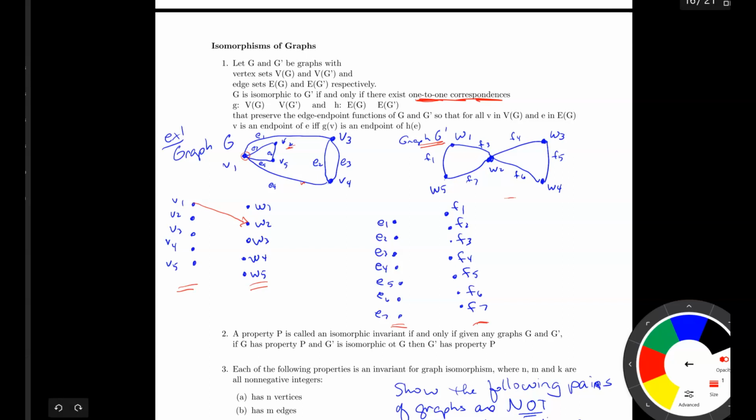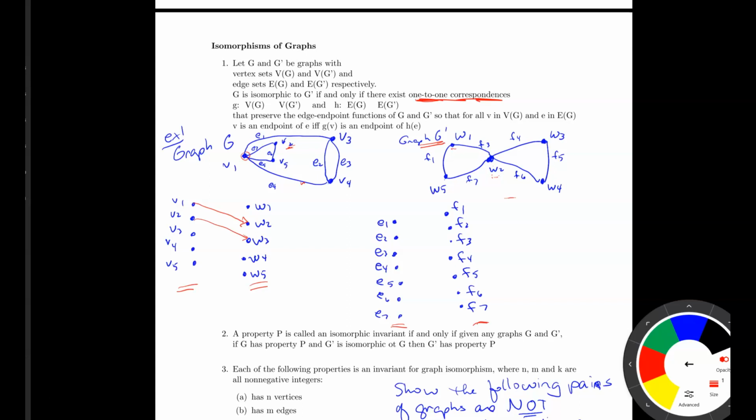It has degree 2. So I'm looking for a vertex that's connected with V1, since V1 goes to V2, so looking for a vertex that's connected with W2 and has degree 2. So I think I could go to W3 or I could go to W1, either one of those. So I'm just going to have it go to W3. So it's not necessarily unique, as you can start to see.